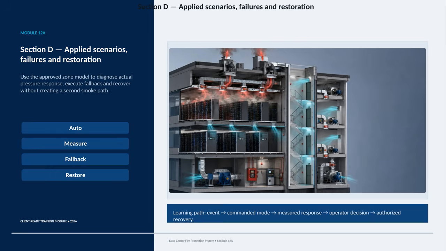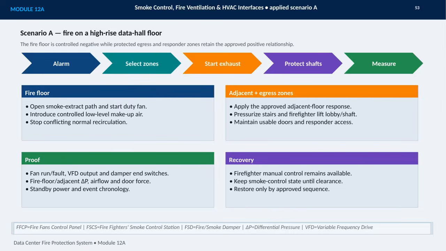This scenario follows a fire on a high-rise data hall floor, with the smoke control response organized as a clear sequence: alarm, zone selection, exhaust, shaft protection, and measurement. The central objective is to keep the fire floor controlled negative while preserving the approved positive relationship for protected egress and responder zones. On the fire floor, the system opens the smoke extract path, starts the duty fan, introduces controlled low-level makeup air, and stops conflicting normal recirculation.